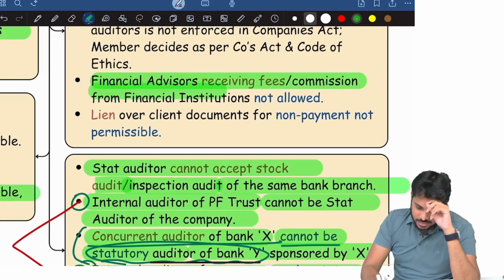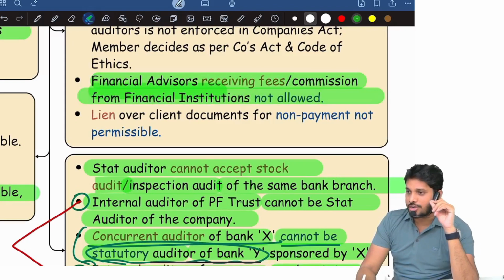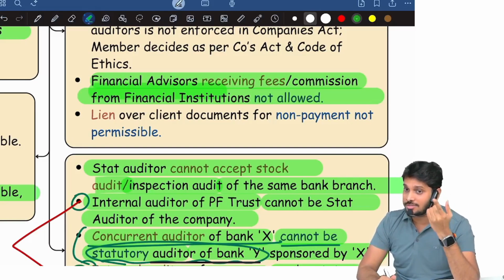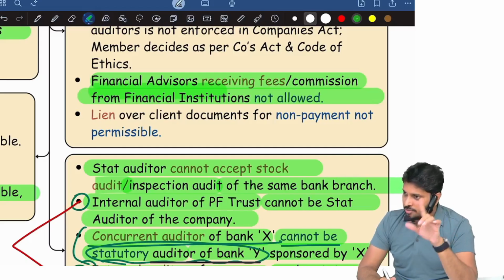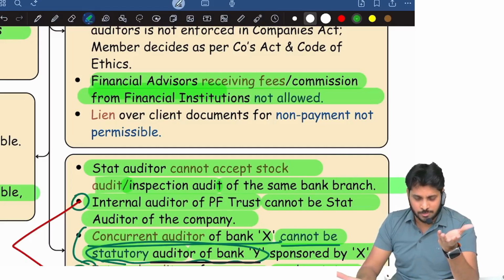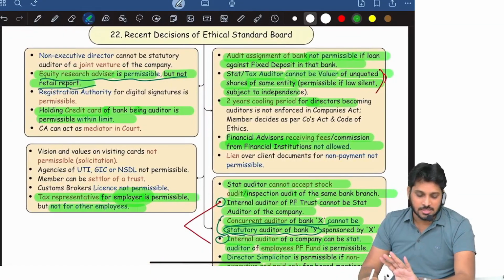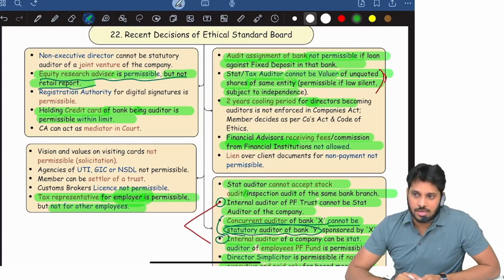Financial advisors receiving fees or commission from financial institutions not allowed. You cannot provide financial advisory service to a financial institution because that comes under additional service, additional occupation. If you got a special permission, then no problem. In all these cases, if at all you got a permission, no problem at all. That's it. With this, ethics is completely done. Clear?